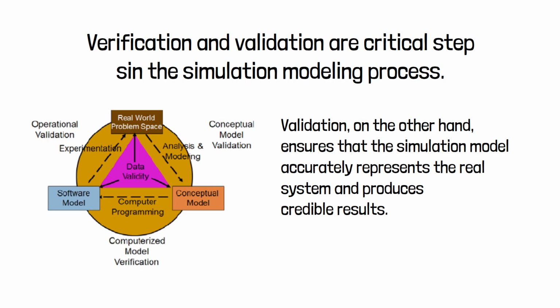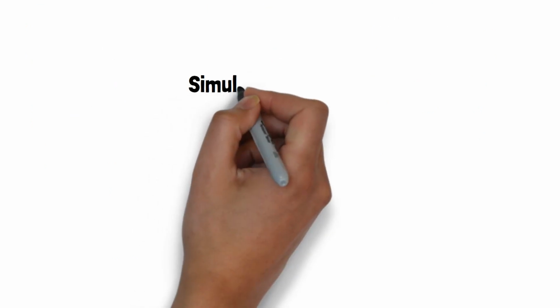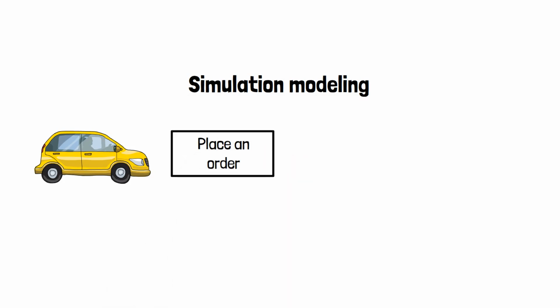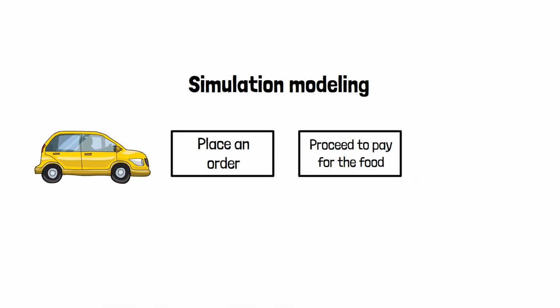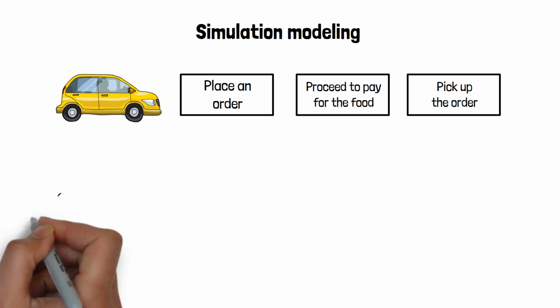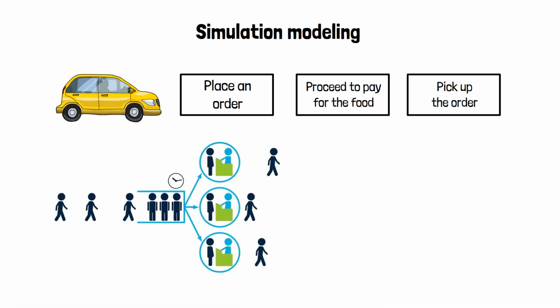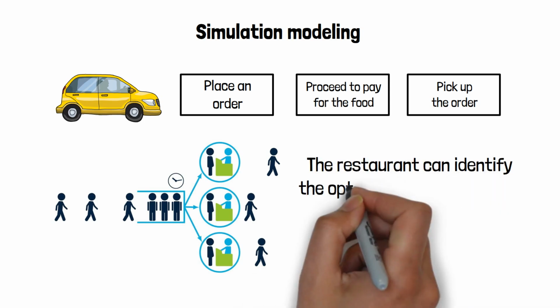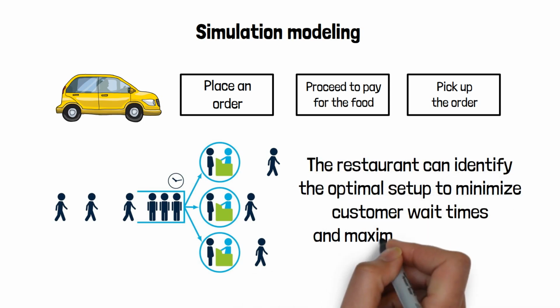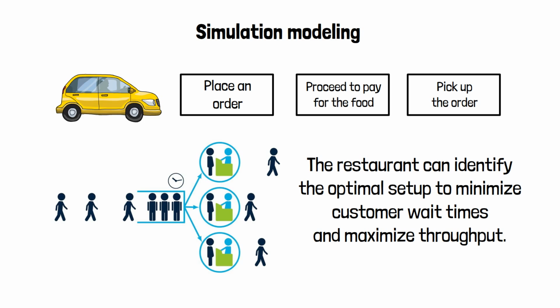One example of simulation modeling is analyzing the drive-through system of a coffee shop. Cars enter the drive-through to place an order, proceed to pay for the food, and then pick up the order. This system can be modeled as a multi-phase queuing system, where each phase represents a different stage of the service process. By simulating different customer arrival rates, service times, and queue configurations, the restaurant can identify the optimal setup to minimize customer wait times and maximize throughput.